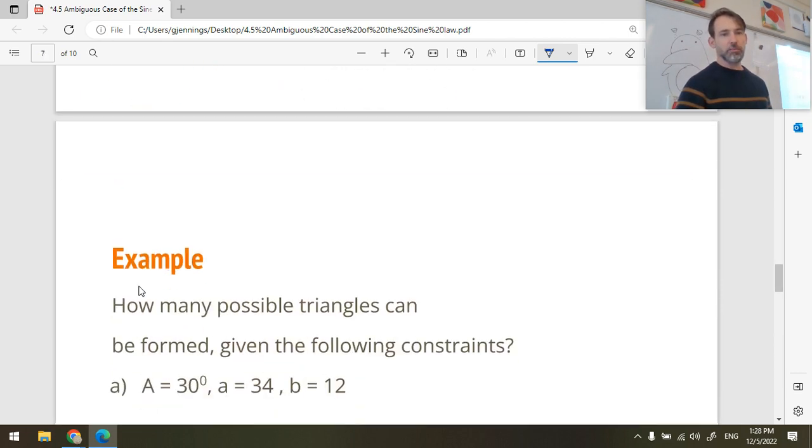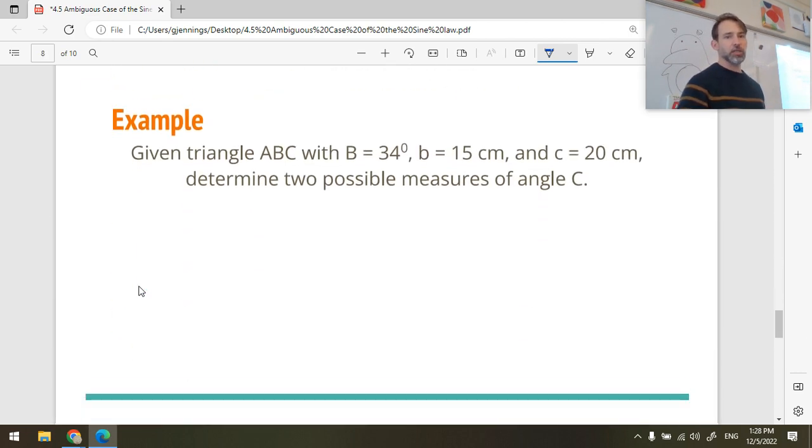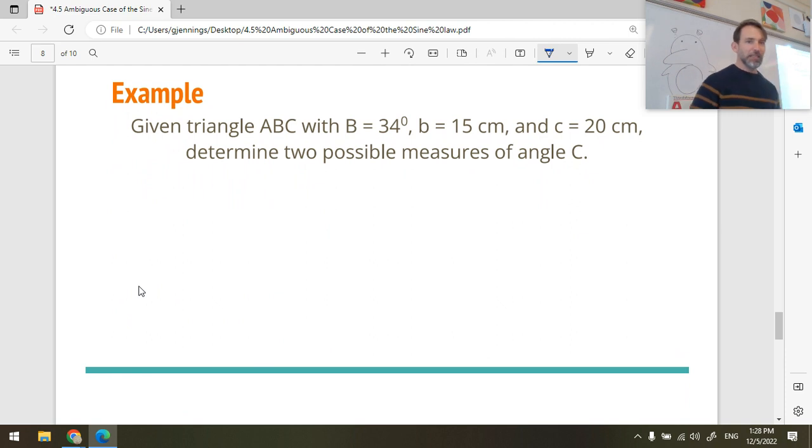So let's take a look at some examples. I don't want to look at these ones. I want to look at this one. Given triangle ABC with big B is 34 degrees, little b is 15, and little c is 20. Let's find two possible measures of angle C. So this one is giving us multiple triangles possible.